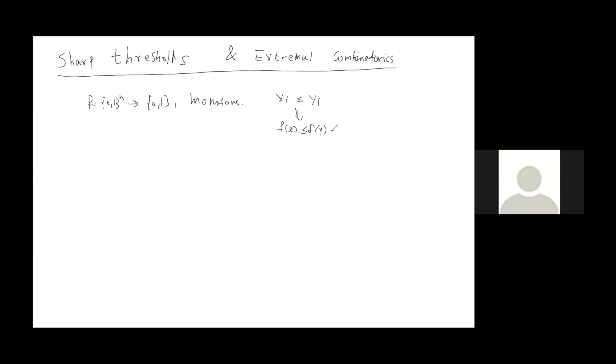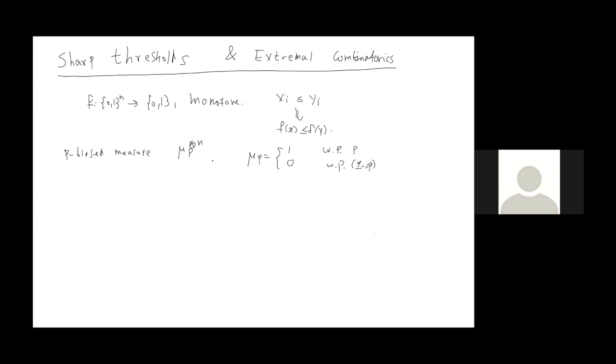And we'd like to put a measure on the cube, so we'll use the p-bias measure, which is mu_p to the n. So mu_p is the basic measure on bits, which is 1 with probability p and 0 otherwise. And then we take a product measure, and this is what we have on the cube.